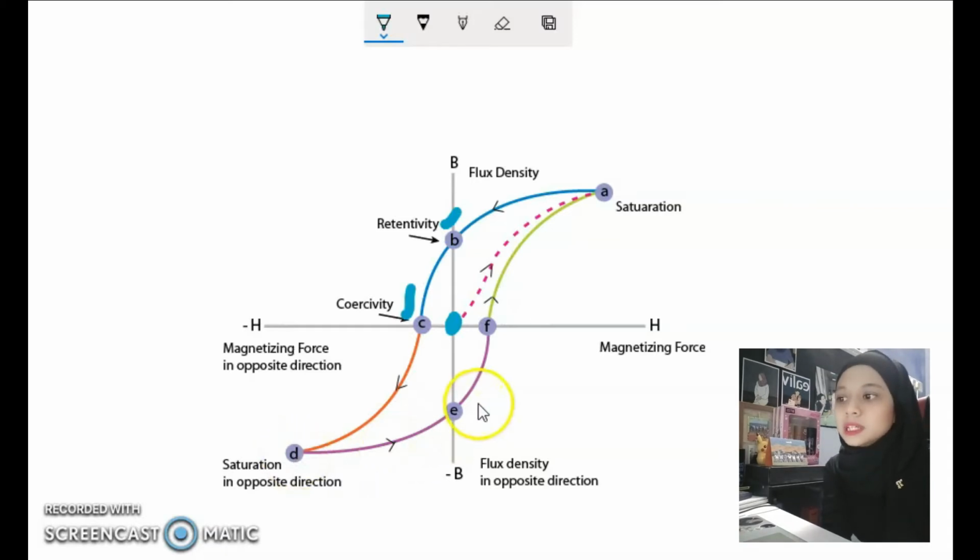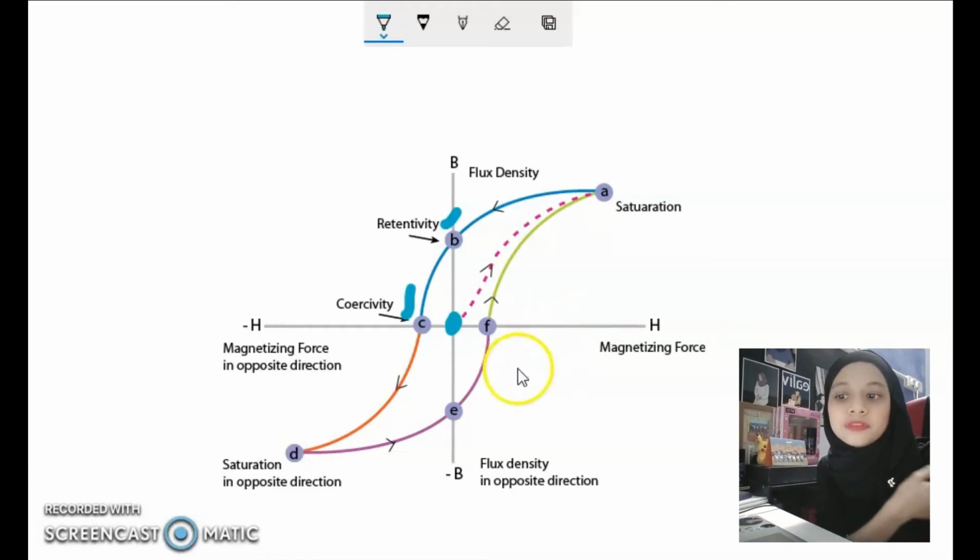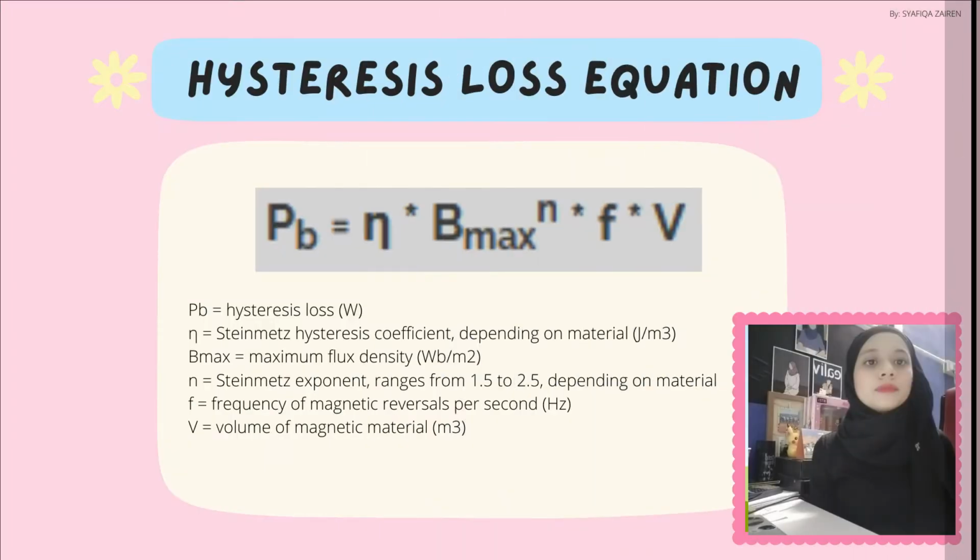So next, from D, E, F, A is when we reduce H, it also will reduce B, but it will not go to 0. Then by increasing H positively, the B also decreases and at a certain point it again changes polarity to negative until it reaches point A.